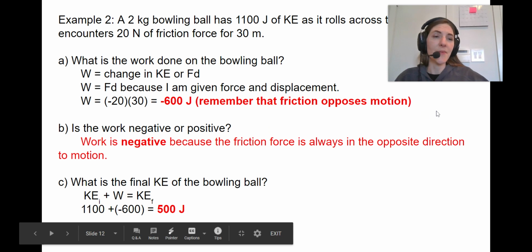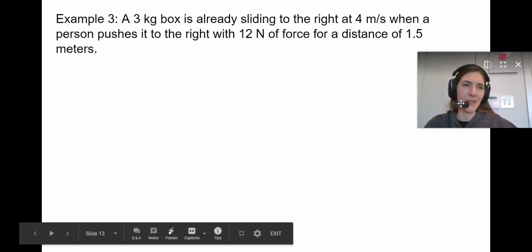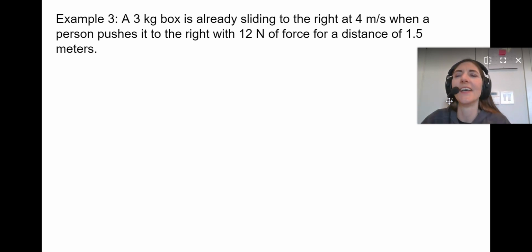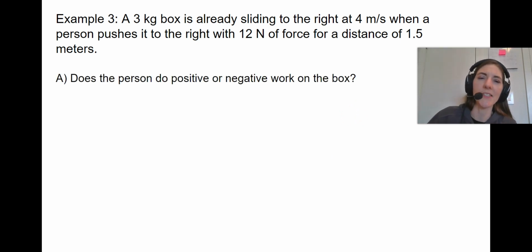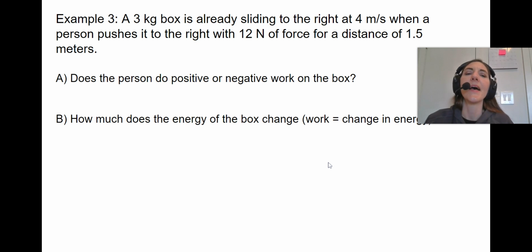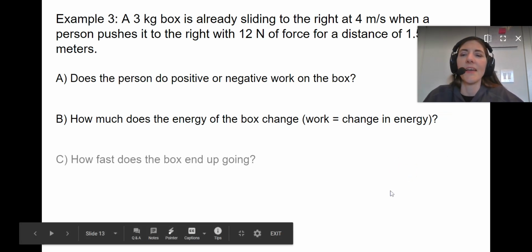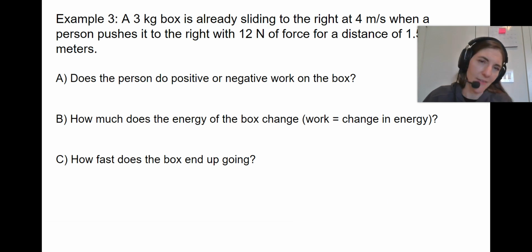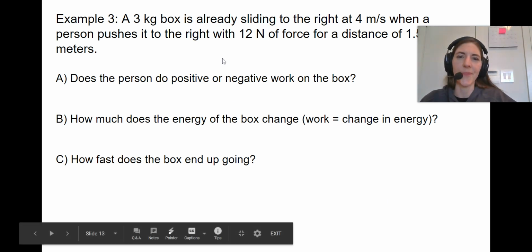All right, let's do one more tough one. Not tough, but it just requires you to do the most amount of calculations. Now we have a 3 kilogram box that's already sliding to the right at 4 meters per second when a person pushes it to the right again with 12 newtons of force for a distance of 1.5 meters. Does this person do positive or negative work on the box? How much does the energy of the box change, which is also equal to the work done? And then how fast does the box end up going? Let's see if we can figure this out.